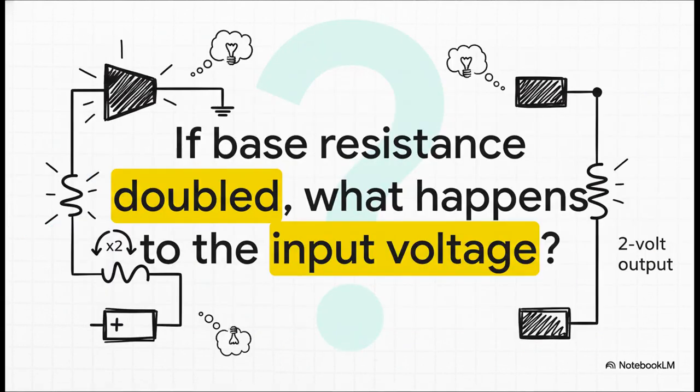And that leaves me with one final thought for you, a little challenge. Based on the formulas we just walked through, what do you think would happen if we doubled that base resistor? Would we need a bigger or a smaller input voltage to get that same 2-volt output? Think about it, and if you can answer that, you've really got this down.